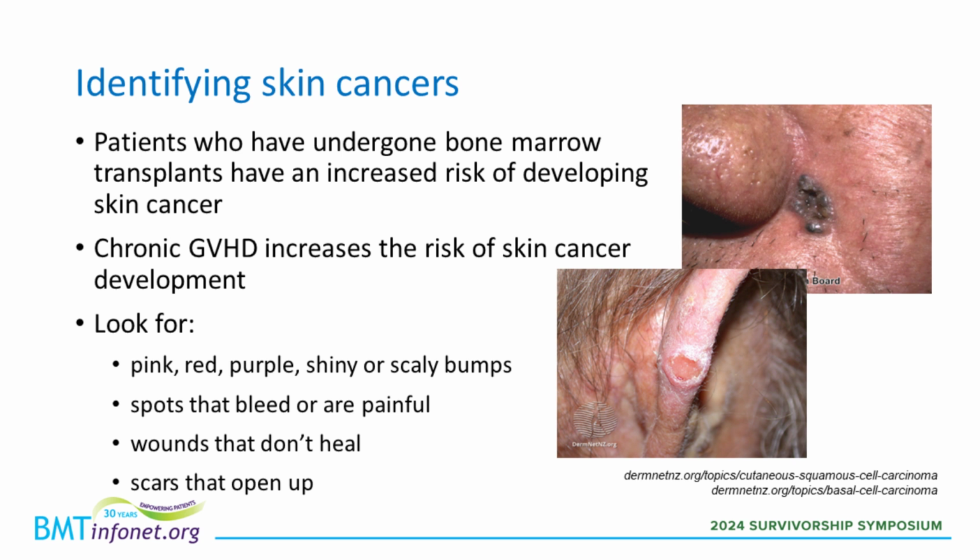And just to end with how to identify skin cancers, there was a little more talked about this on my Saturday talk on just general skincare, but we do know that patients who have undergone a bone marrow transplant do have increased risk of developing skin cancers, and we know that chronic GVHD increases the risk of skin cancer development. So on the skin, we're going to look for pink, red, purple, shiny, or scaly bumps. I always say spots that bleed or are painful, wounds that don't heal, or any scars that open up.